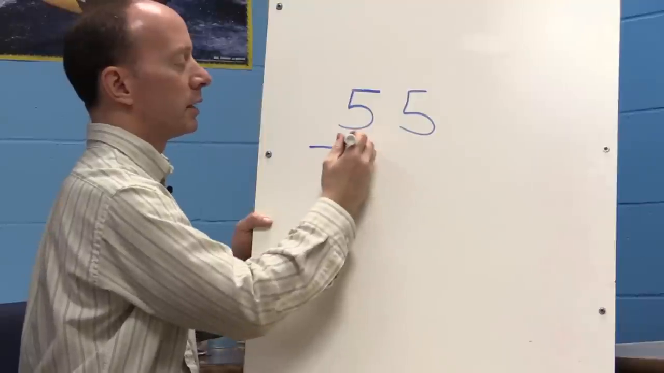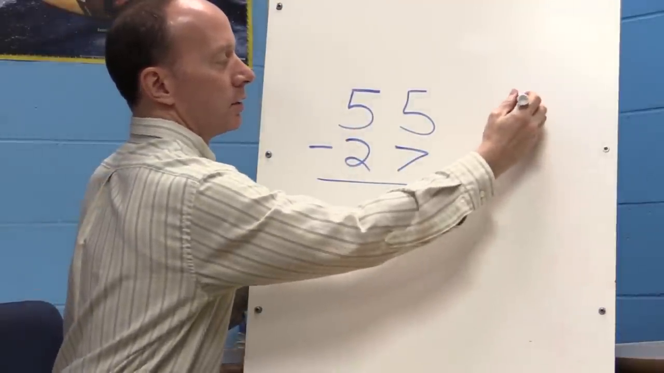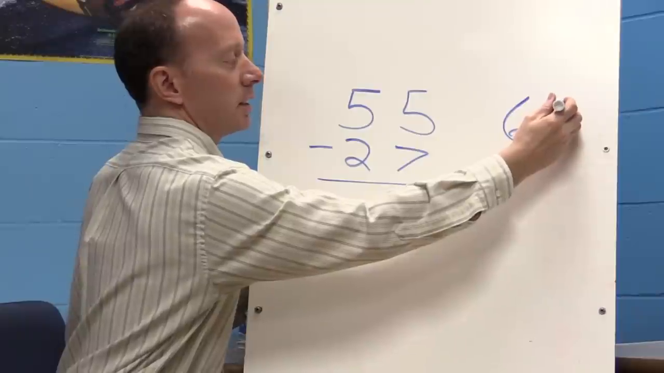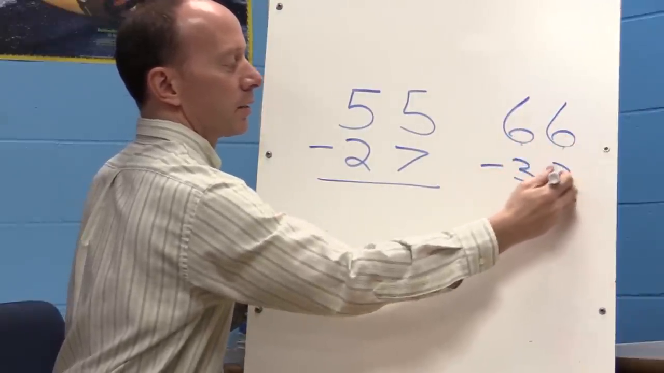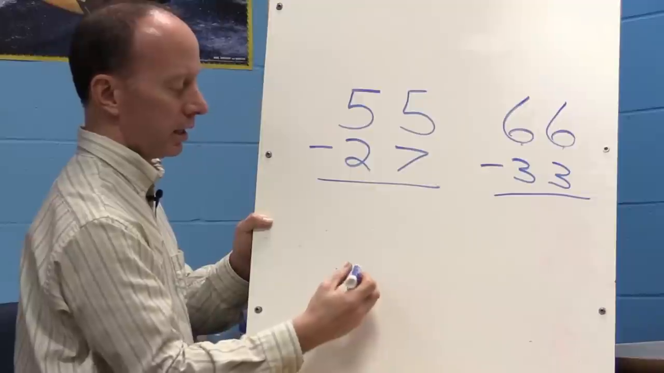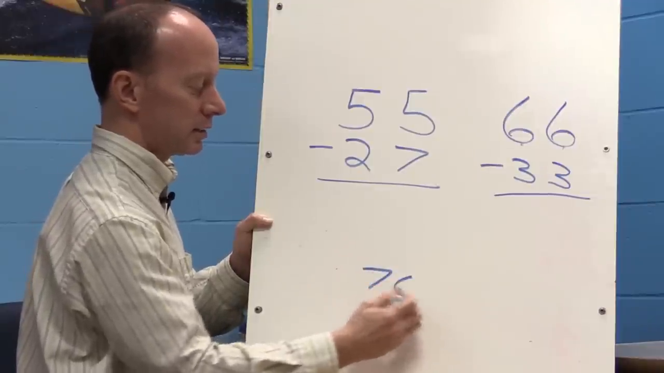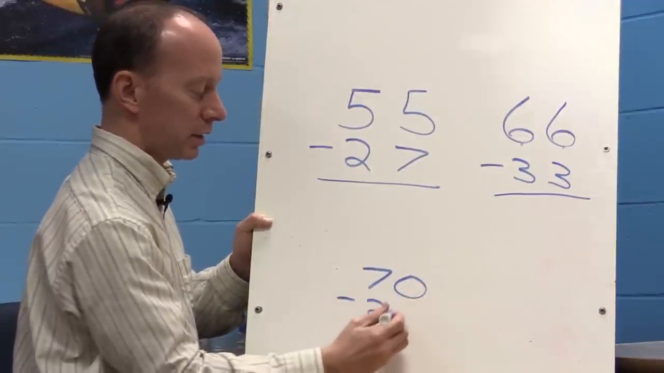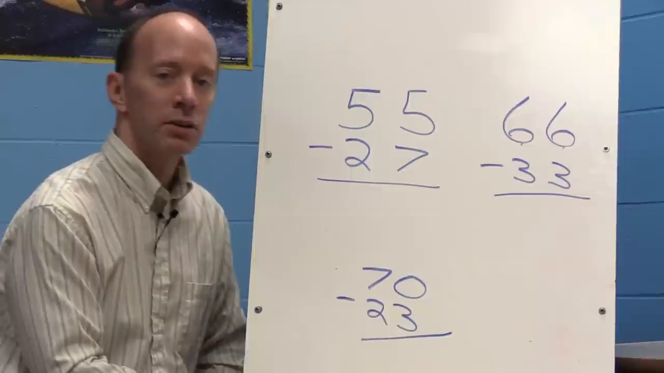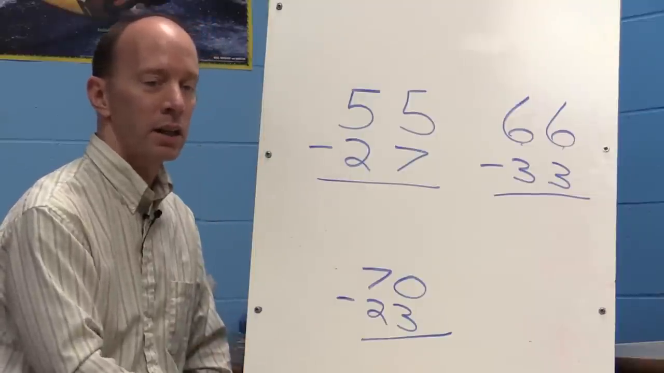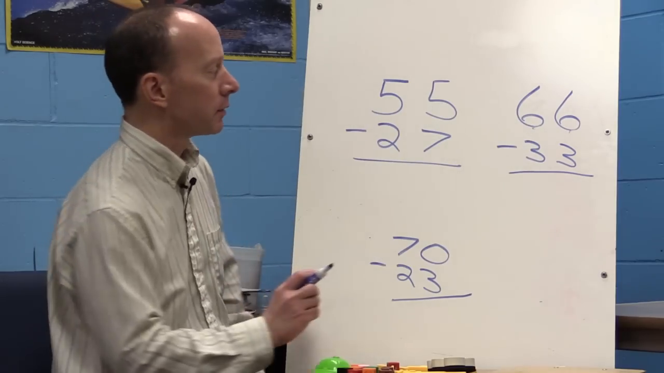All right, I would like you to do 55 minus 27. I want you to do 66 minus 33. And the last one down here, I would like you to do 70 minus 23. Okay, go ahead and do those right now. Push pause and then check your answers. Okay, begin. Let's do it.